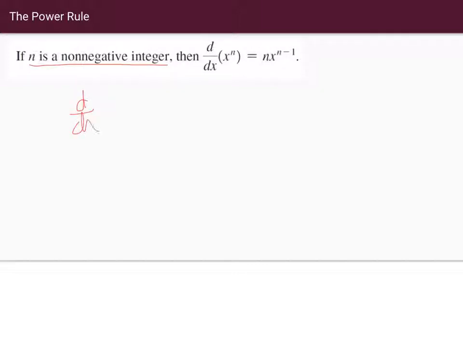Let's suppose we want to take the derivative of x to the 5th power. Then all we have to do is pull down the 5 as the coefficient and make the new exponent 1 less than the old exponent. So the derivative with respect to x of x to the 5th power is 5x to the 4th power.